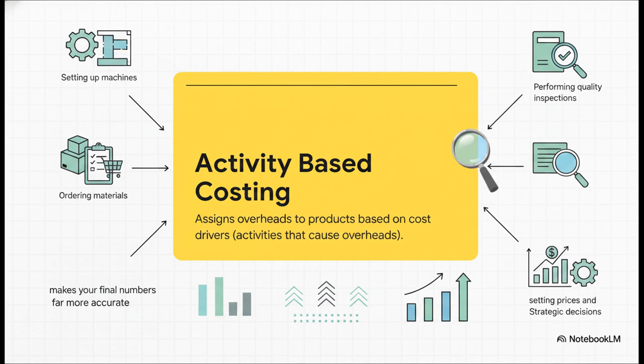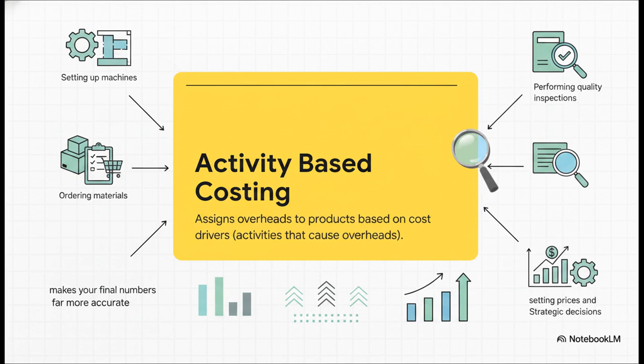We're talking about things like setting up machines, ordering materials, or running quality inspections. It assigns overheads to your products based on how much of those specific activities each product actually eats up. This makes your final numbers incredibly accurate, which gives management the true data they need to set prices and make big strategic moves.